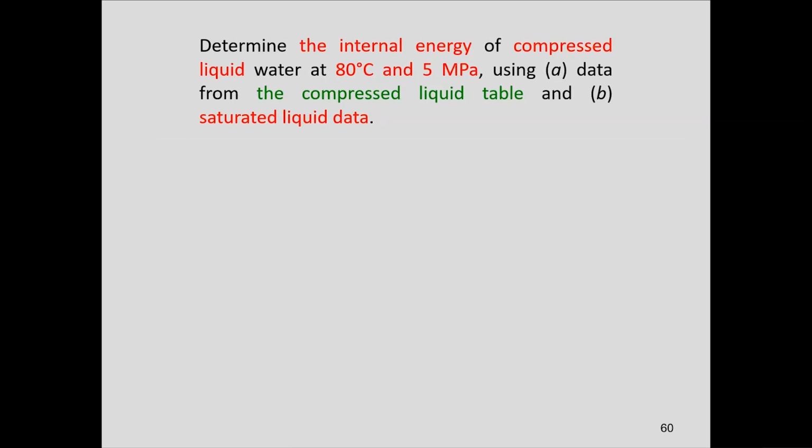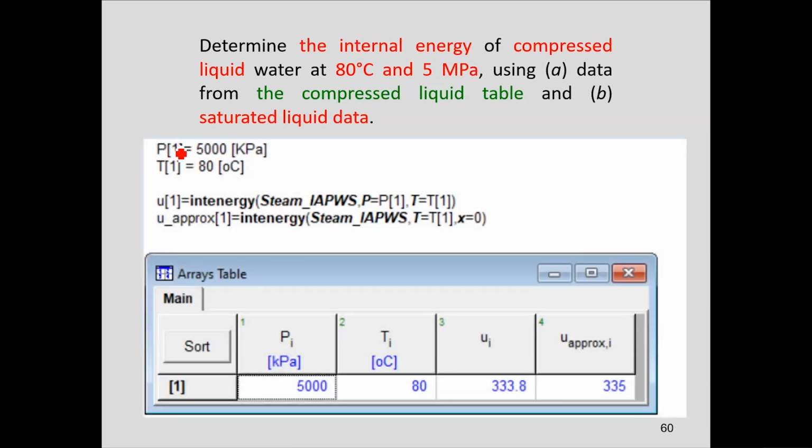In terms of the WA software, you just have to specify the pressure, P1 stored 500 kilopascal, and temperature, T1 80 degrees centigrade. For the compressed liquid table, you will use the exact value. So U stored in 1. Int energy is the function used for internal energy. So int energy is the default function used to find the value of internal energy in the WA software. Steam table, pressure and temperature given. This whole combination is given to find the exact value from the compressed liquid table.